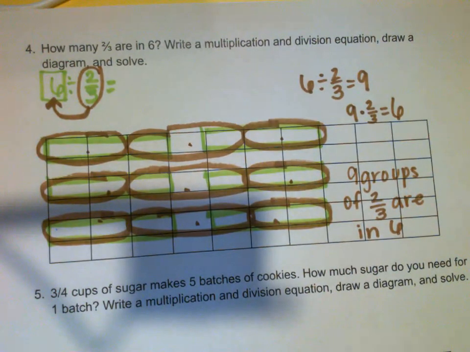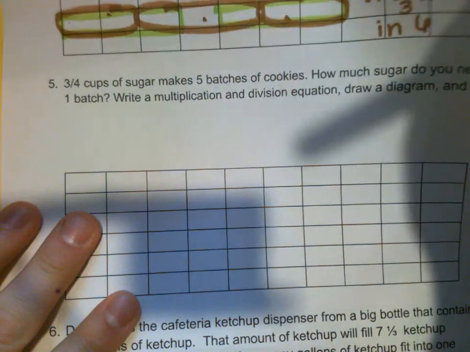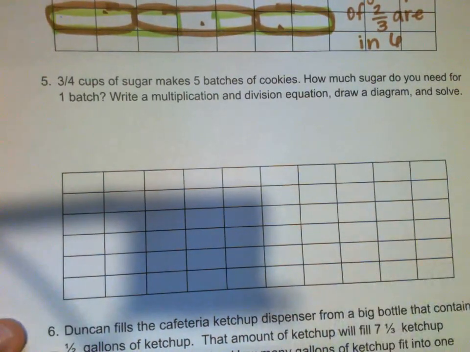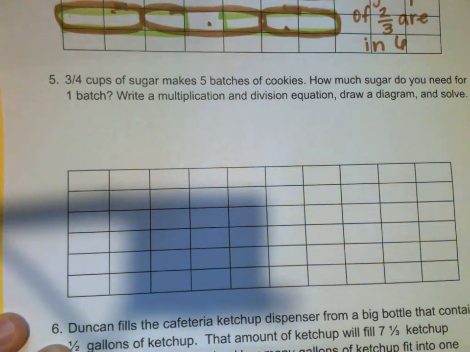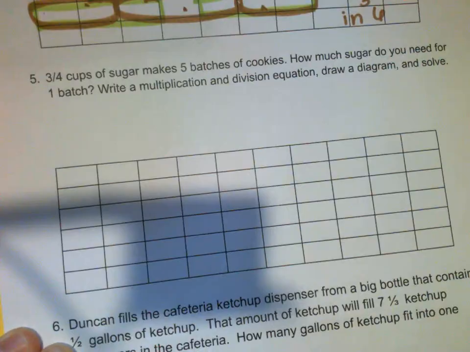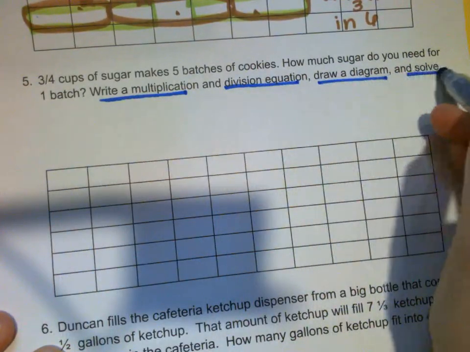All right, let's go to number 5. 3/4 cups of sugar makes 5 batches of cookies. How much sugar do you need for each batch, for one batch? Write a multiplication problem, a division equation, draw a diagram, and solve.